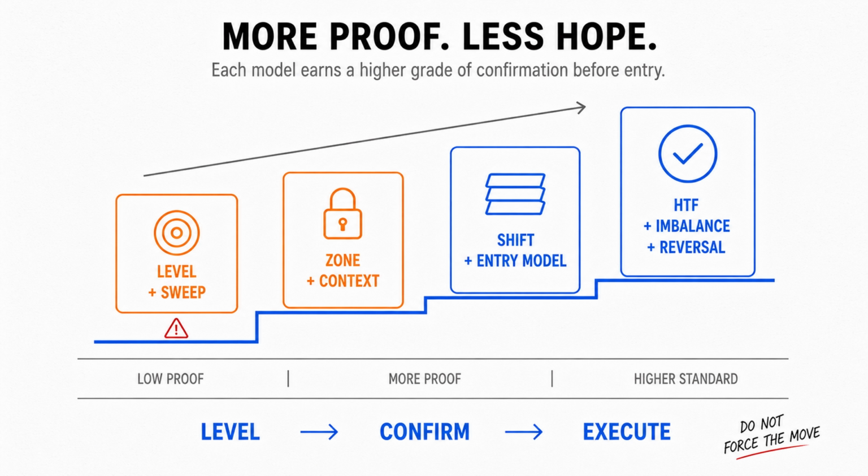The first model asks for one thing: a level and a sweep. The last one refuses you until the higher time frame, the imbalance, and the reversal all agree. By the end, you will know which grade of confirmation your trading actually needs, instead of forcing a trade every time the market starts moving.